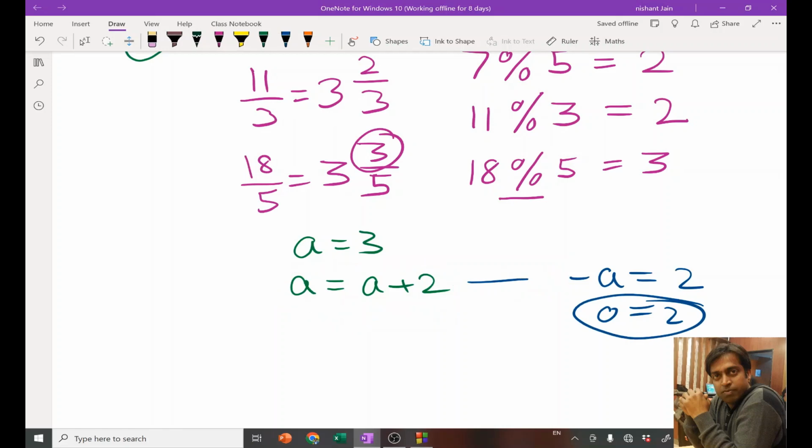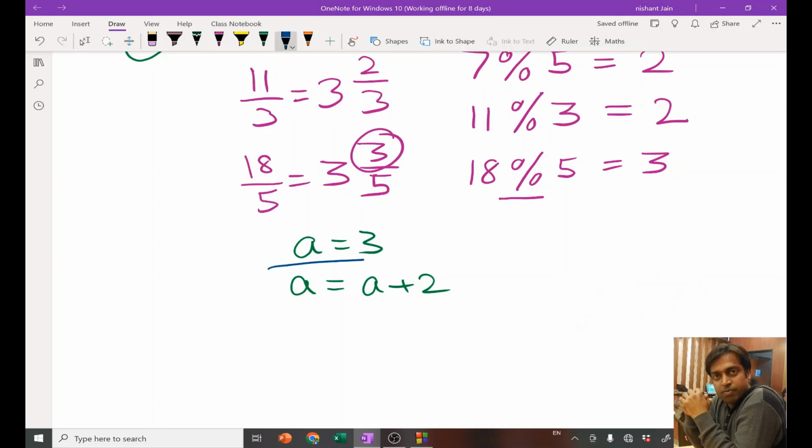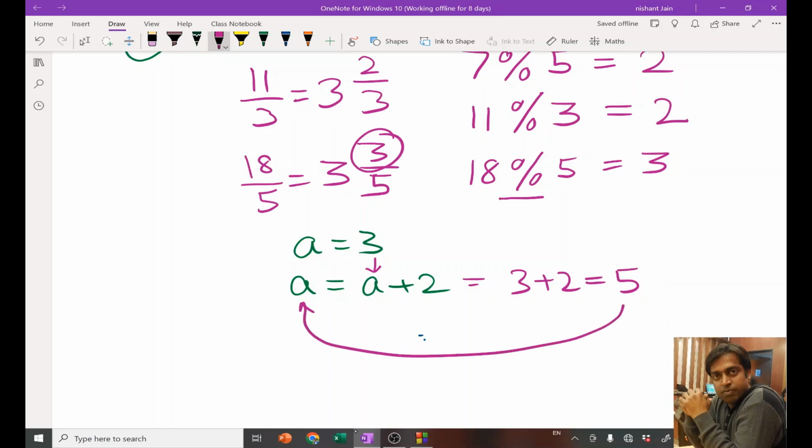But in a programming language, what the compiler does is first evaluate the expression that is on the right of the equal to sign. On the right side, the compiler will evaluate the value, and then the evaluated value will be assigned to the variable on the left side of the equal to sign. That is, when we write this expression, a is 3, so 3 plus 2 will be 5. This 5 is assigned to this variable a.